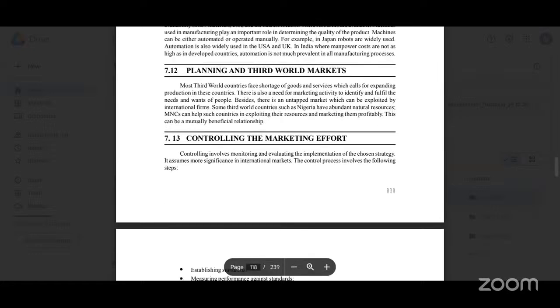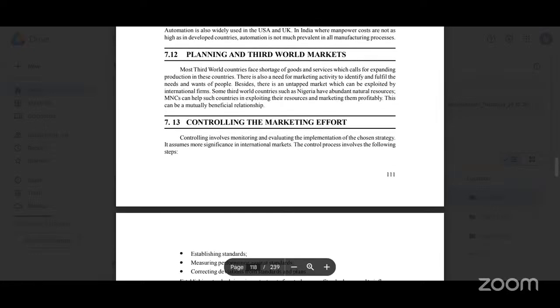So, planning in third world markets. Most third world markets face a shortage of goods and services. This calls for expanding production in these countries. There is also a need for marketing activity to identify and fulfill the needs and wants of people. There's also an untapped market that can be employed by international firms.